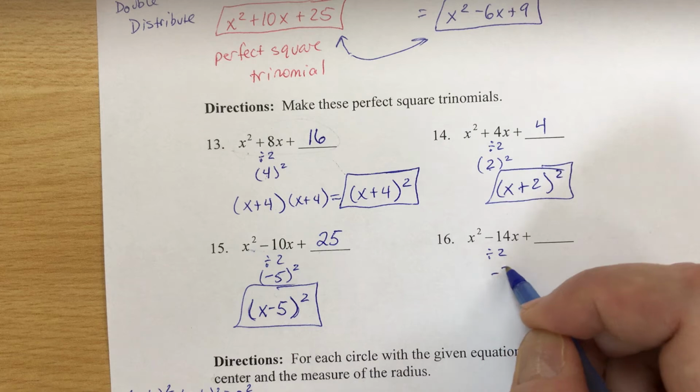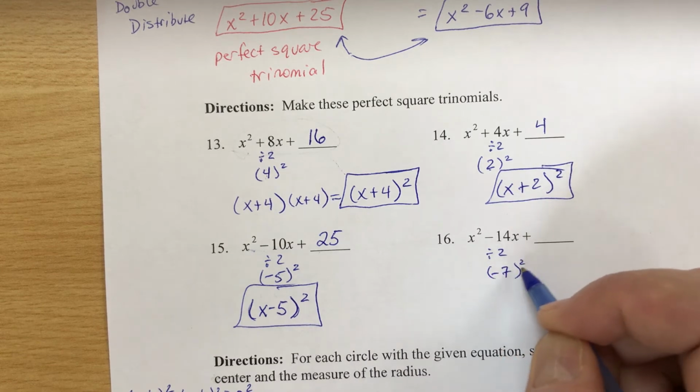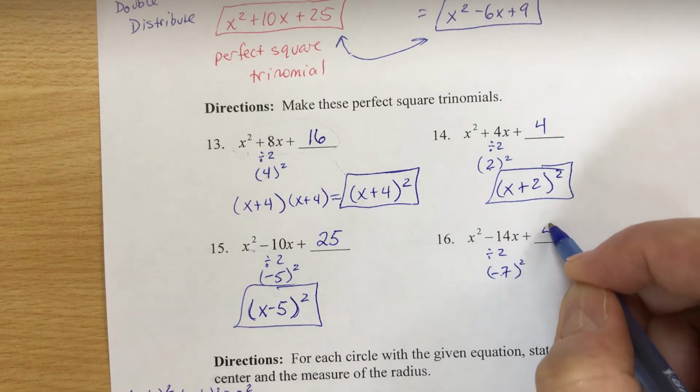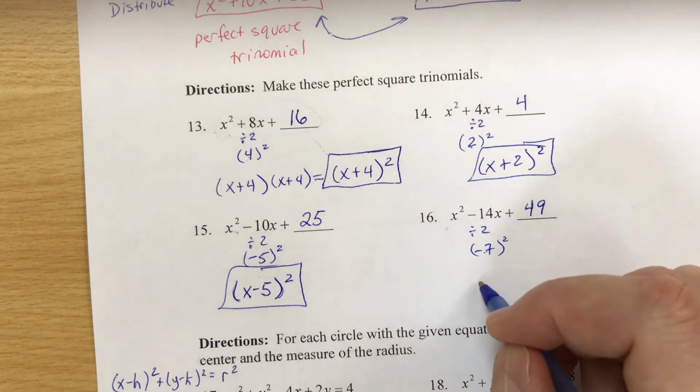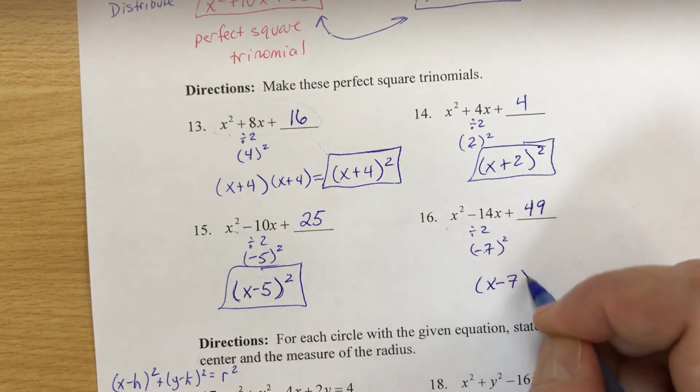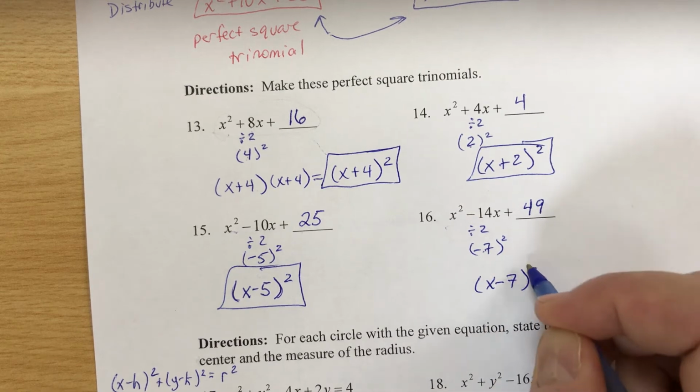Half of negative 14 is negative 7, and negative 7 times negative 7 is positive 49. There's my trinomial, and so the factors are x minus 7, parentheses, squared.